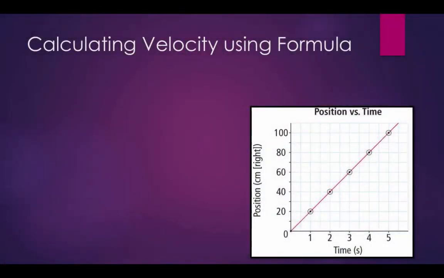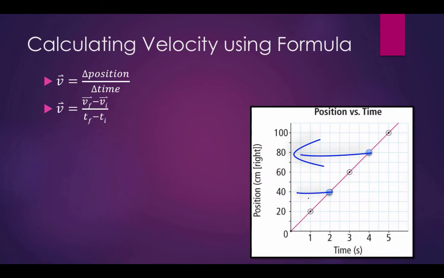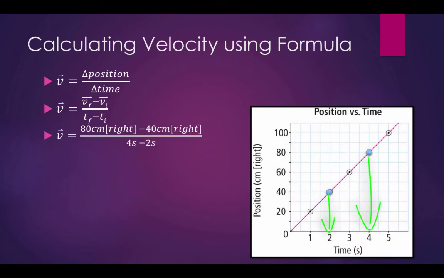Let's see what we get if we use the velocity equation. In this case, we do not need to use average velocity, as this is theoretical data, and the data points are all perfect. Velocity equals change in position over time interval, which equals position final minus position initial divided by time final minus time initial. If we choose these two blue data points, which live on the line, then the formula becomes 80 minus 40 centimeters to the right divided by 4 minus 2 seconds.